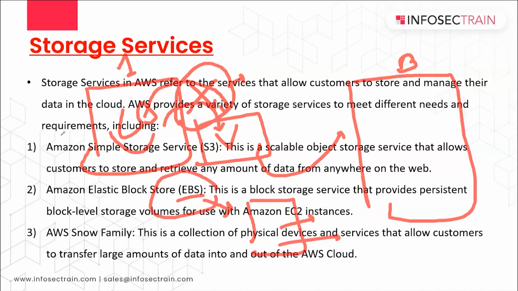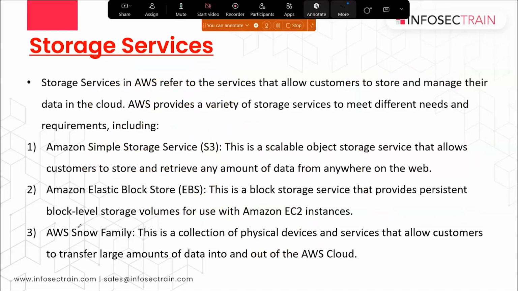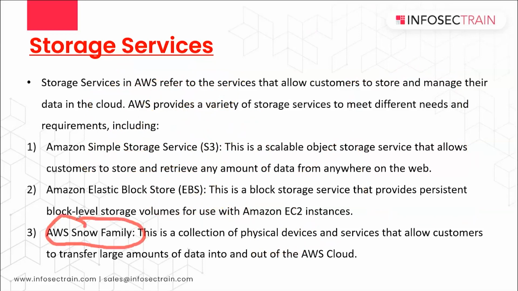Then we have something with the name of the AWS Snowball family, right? This is a collection of physical devices and services that allows customers to transfer large amounts of data into and out of the cloud, into the AWS cloud, right?